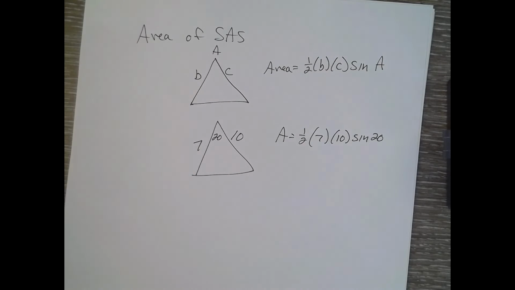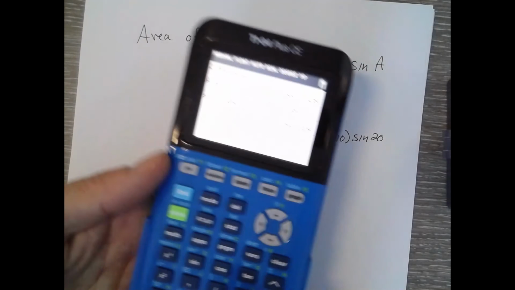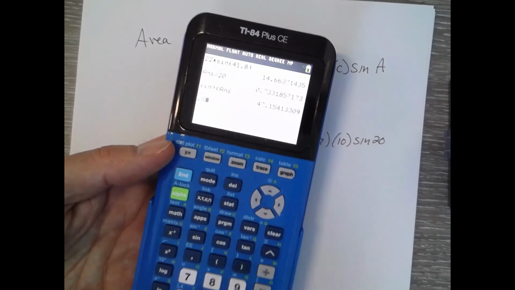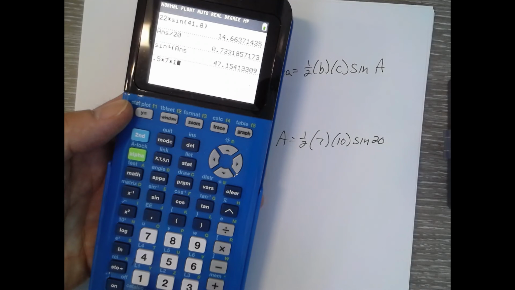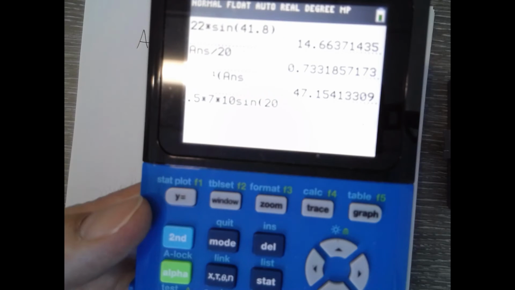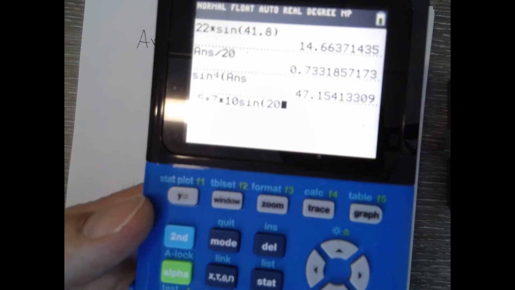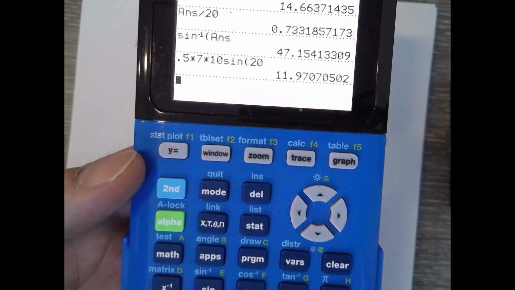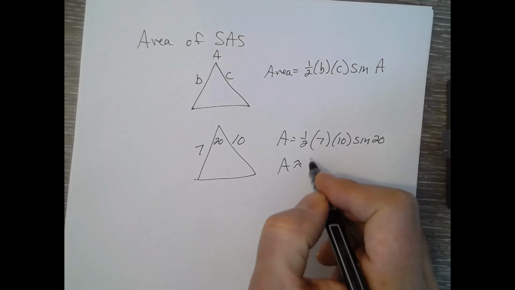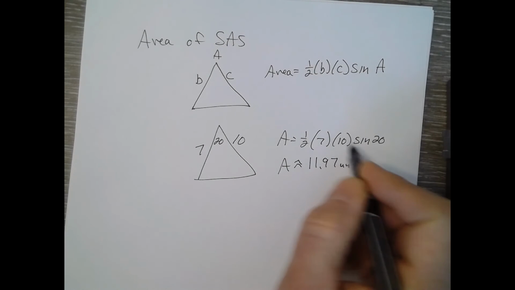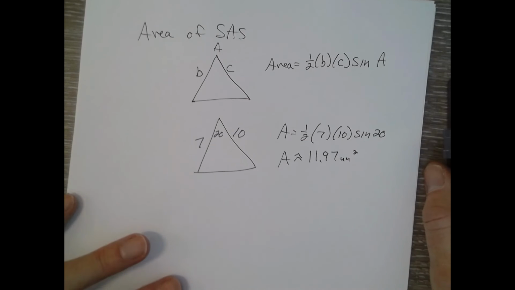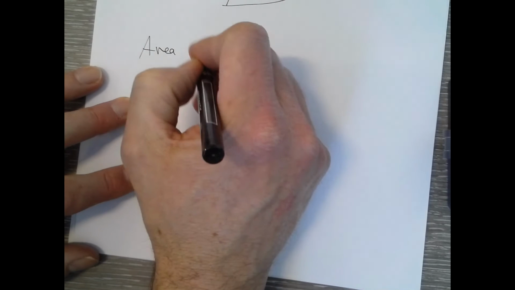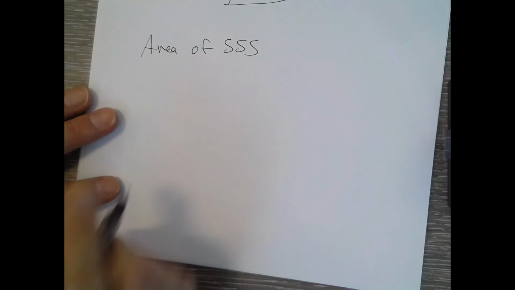So I guess we could do it if we want to. It is 0.5 times 7 times 10 times sine of 20, and that's 11.97 or so. So 11.97 units squared. Okay, so that's with a side angle side situation. And then the last thing I'll talk about today is the area of a triangle given three sides, and that's called Heron's formula.